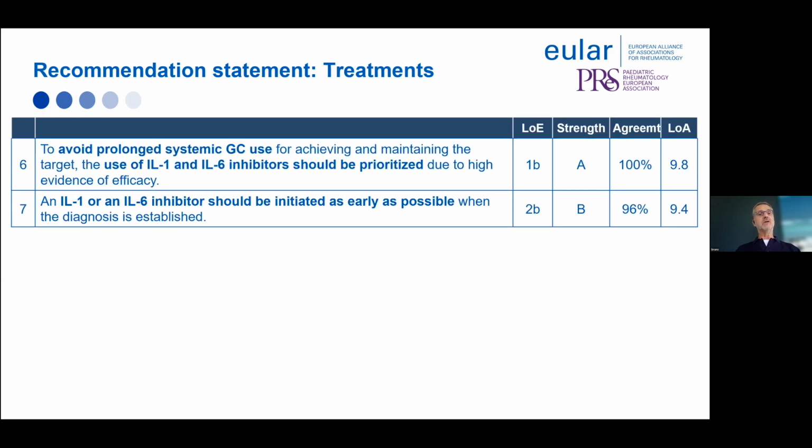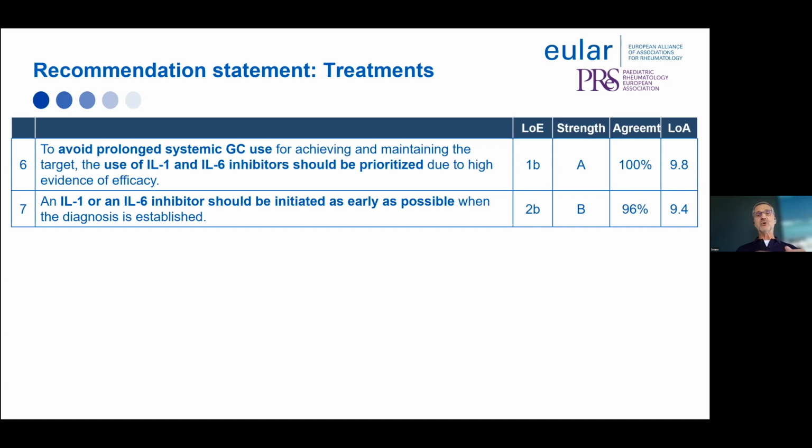In terms of treatment, you see in this recommendation that we started by advising to avoid prolonged systemic glucocorticoid use. If you use glucocorticoid, you will be able to control the disease, but you will have side effects. So this is why we recommend to use IL-1 or IL-6 inhibitors, and they have to be prioritized because we have a very high level of evidence to say they are efficacious in this disease.